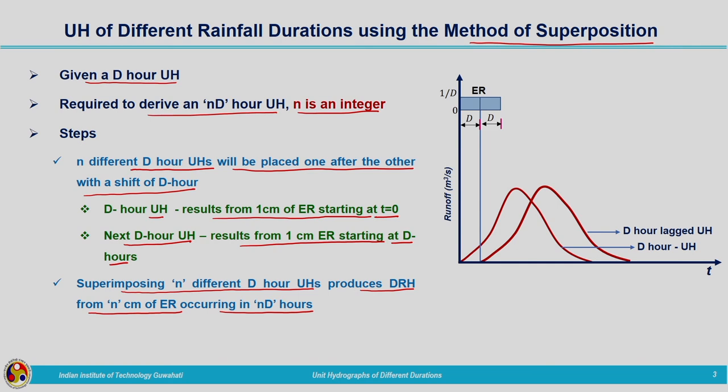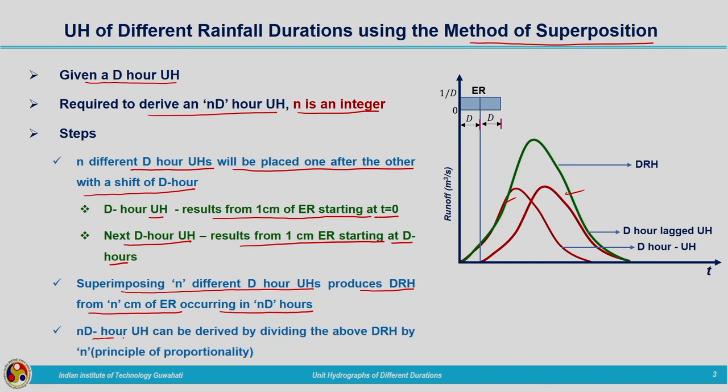So, in this figure, the combined response can be obtained by summing up the ordinates of these two unit hydrographs. That can be represented by this green curve, that is our direct runoff hydrograph. In this case, we are having two pulses. While generalizing, it can be extended up to N number of pulses. So, the NDR unit hydrograph can be derived by dividing the above DRH by N. That is, we are making use of the principle of proportionality. Here in this case, if we are deriving the unit hydrograph, we will be dividing the ordinates of this direct runoff hydrograph by 2 centimeters of rainfall. So, this blue color unit hydrograph is representing the 2DR hour unit hydrograph.